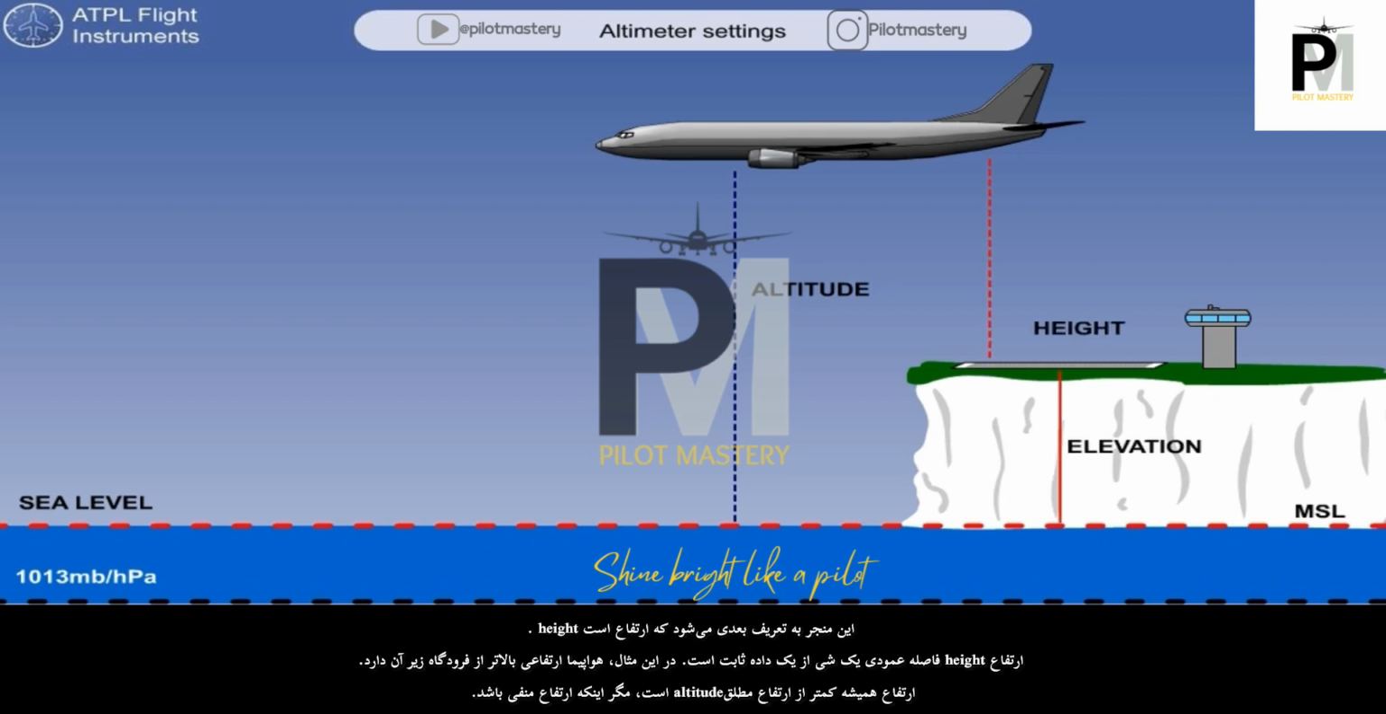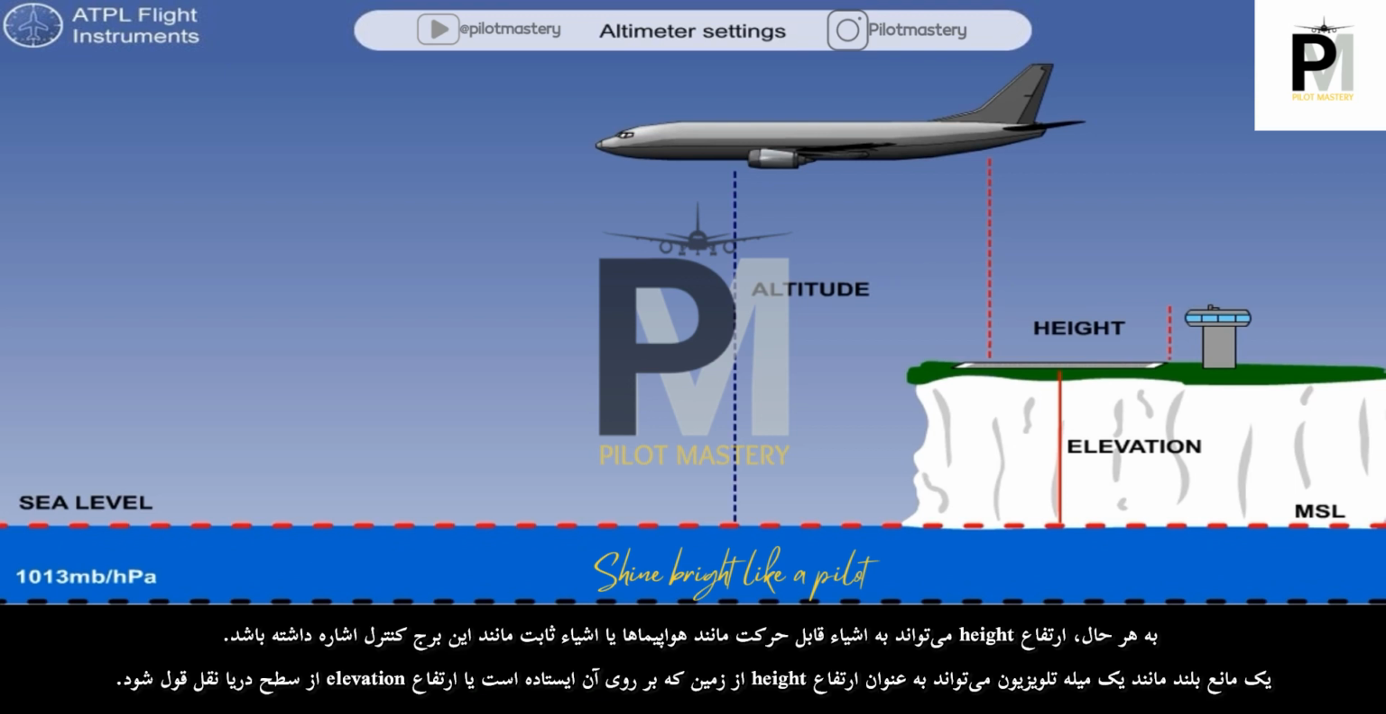This leads on to the next definition, which is height. Height is the vertical distance of an object above a fixed datum. In this example, the aircraft has a height above the airport underneath it. Height is always less than altitude unless the elevation is negative.